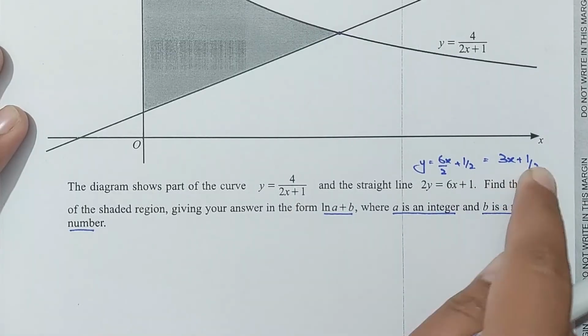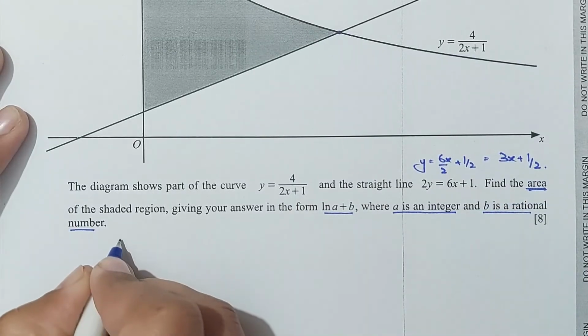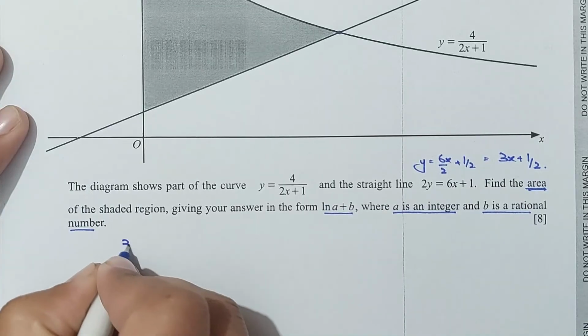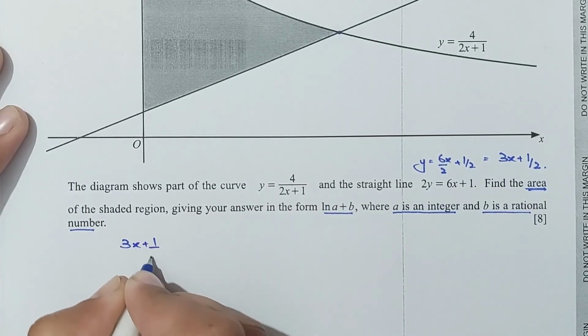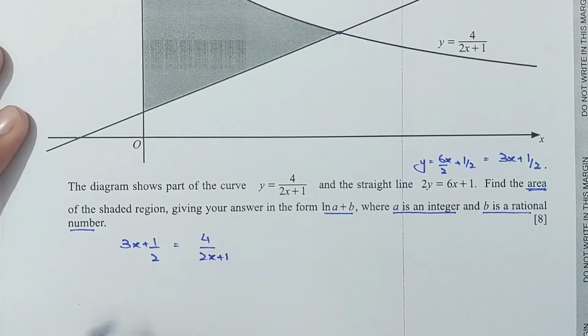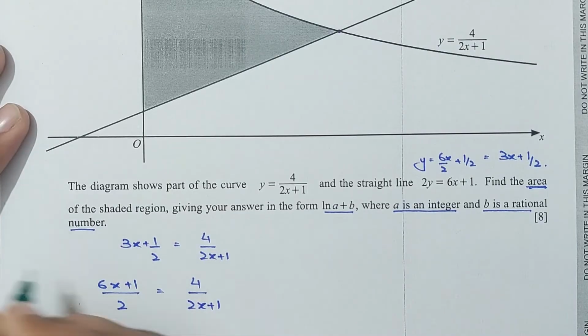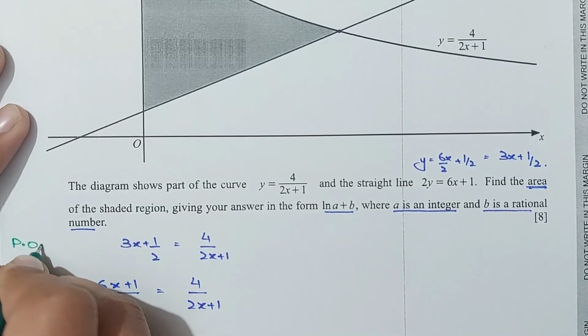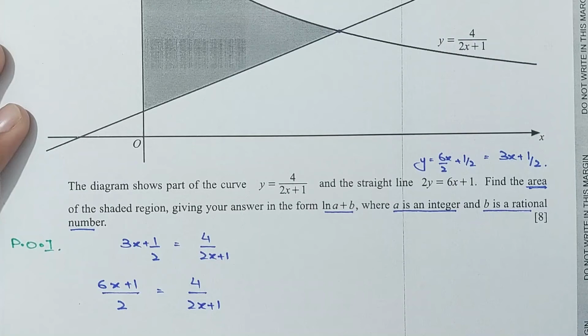Right. So comparing both sides, this y is 3x plus 1 by 2, and the other y is 4 over 2x plus 1. 2 times 3 would be 6x plus 1 divided by 2 equals 4 over 2x plus 1. So we have to find the first point of intersection of line and curve. This is my first step. Cross multiplication we're gonna do.